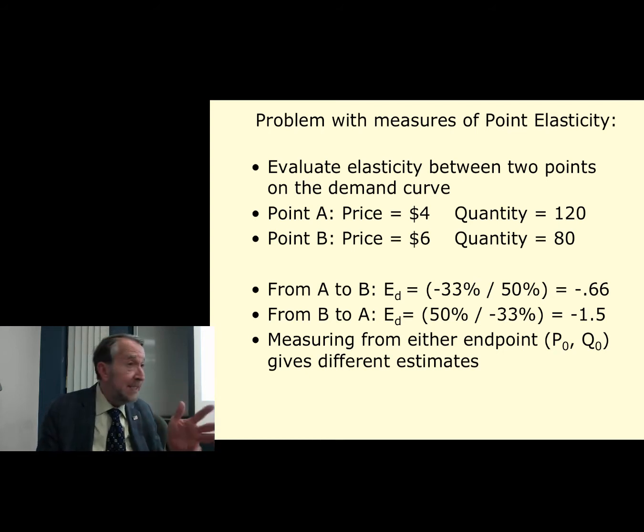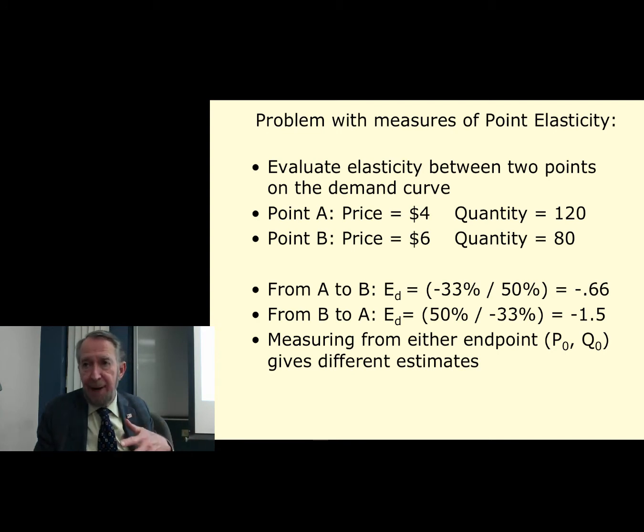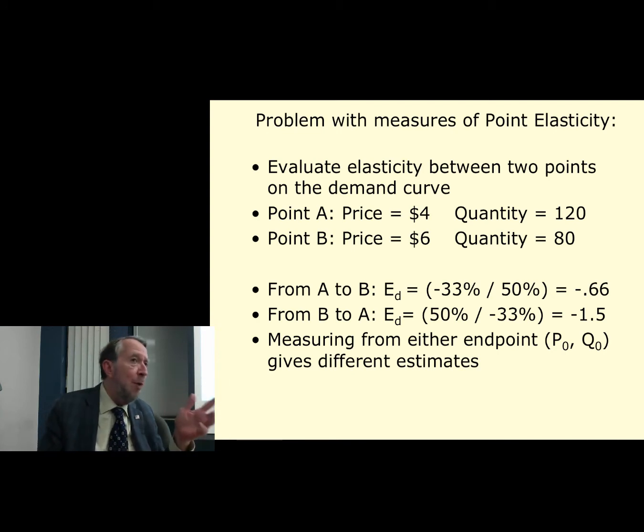At a price of $6, you sell 80. If you calculate it from A to B, then the reference point for quantity is 120, and the amount of change is 40, right? So you'd get 40 over 120, or 33%. And then the same thing for price.